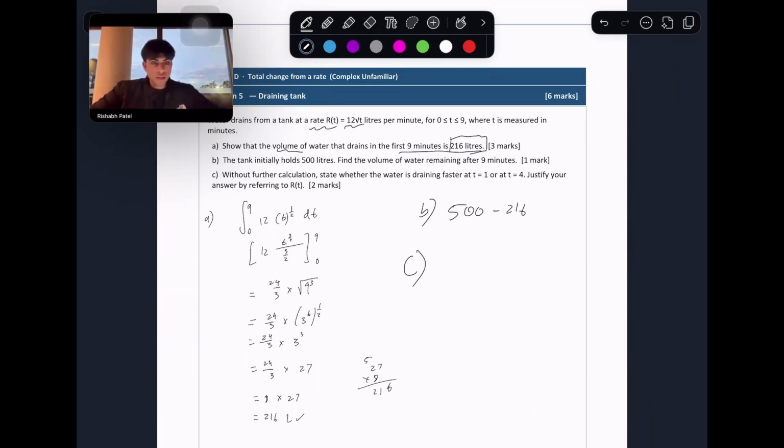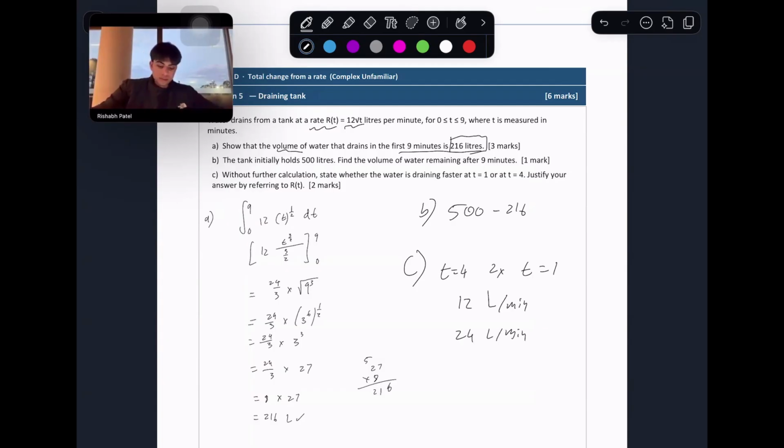The question says without calculation, but I don't know how else you'd explain it without it, because R(t) is a square root relation. So at t equals 4, that's going to be 2 times more than t equals 1, because at t equals 1, the rate is 12, and at t equals 4, the rate is going to be 24 liters per minute.